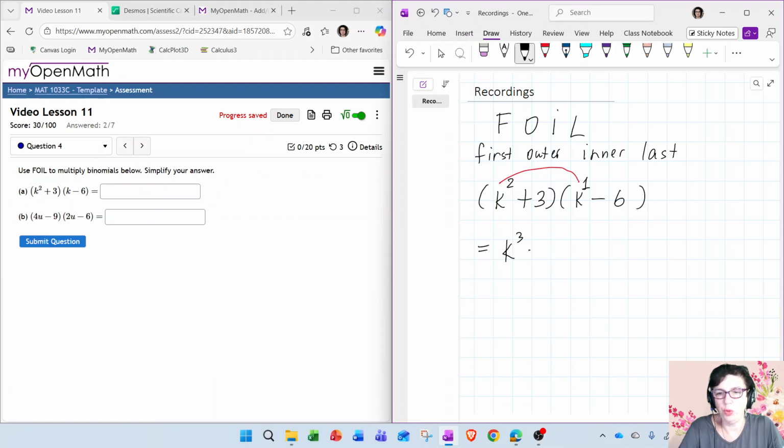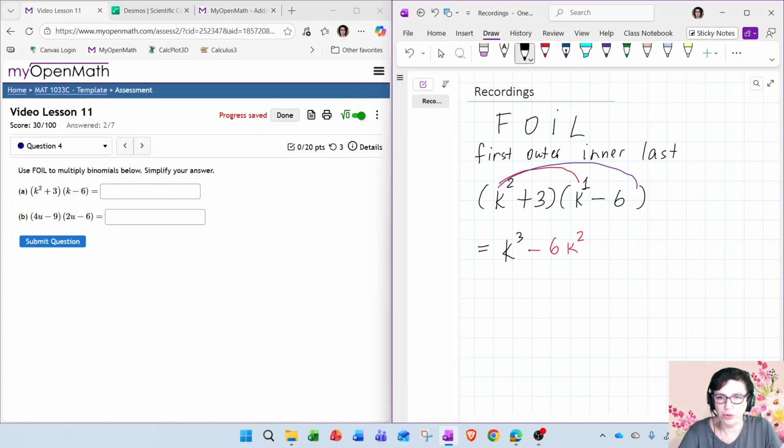Next, we are going to go to outer. Outer would be the first term of the first binomial and the last term of the second. If I multiply k squared by negative 6, that will just give me negative 6k squared, right?